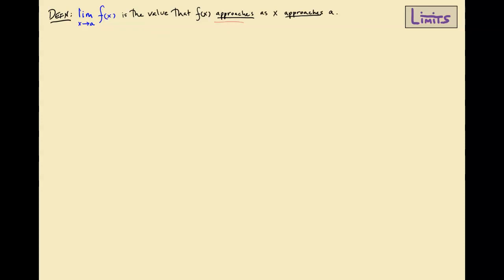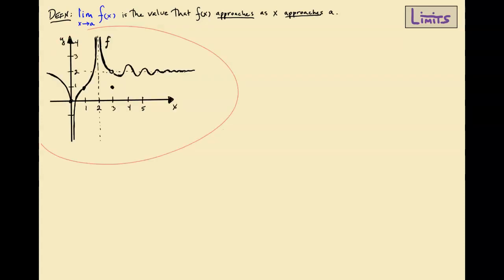And note that I have underlined these approaches right here. A limit as x approaches a is not about what happens when x is equal to a. It's about what happens to this thing as x approaches a. It's a subtle difference, but an important one, and I think I can make it clear with a picture. And here is the picture.